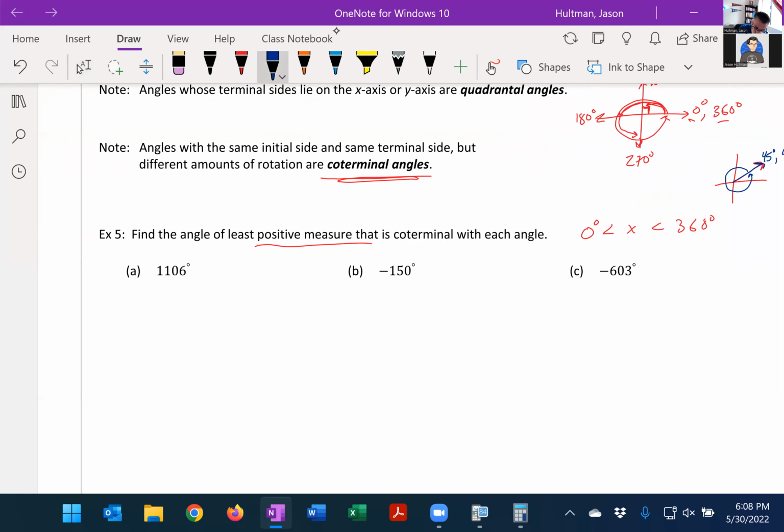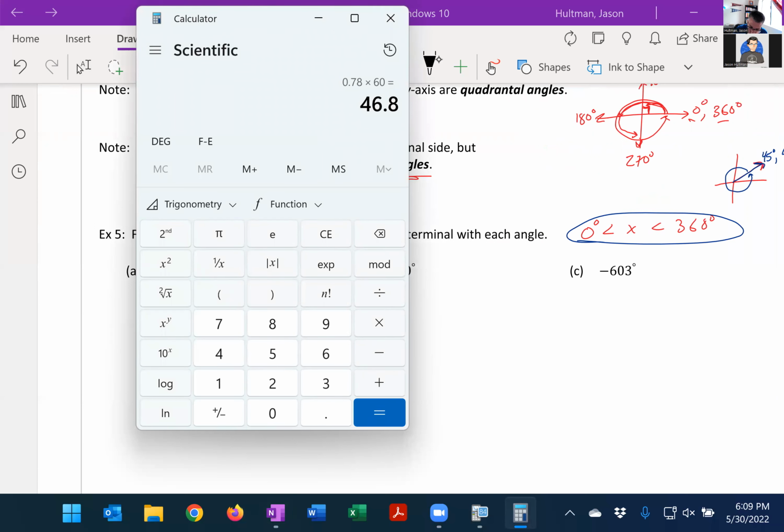So I'm going to take 1106, and I'm going to subtract 360 until it gets in this range. Okay, I'm looking for it to be in that range, 0 to 360. So let's chop it down by 360 degrees.